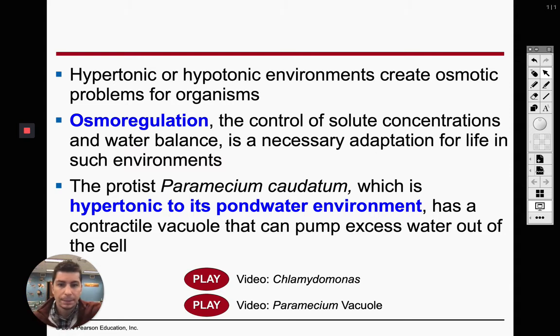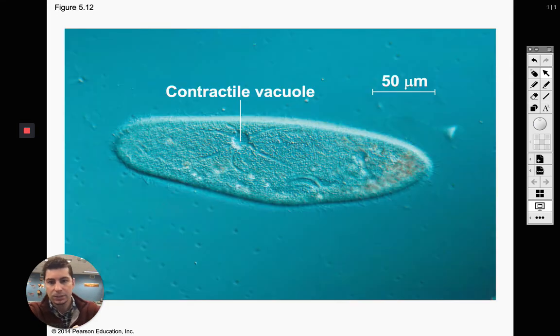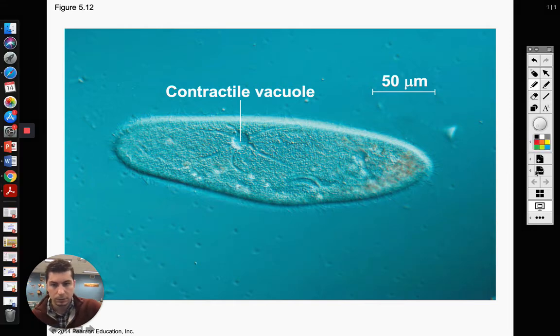All right. So this one, osmoregulation, just a definition, guys: the control of solute concentrations and water balance, okay? That's regulating our water levels. The paramecium is hypertonic, so this is like a cell that is hypertonic to its environment, okay? So here's your paramecium. We said that paramecium is hypertonic, so I'm just going to write hyper in here. That means its outside solution is hypo.